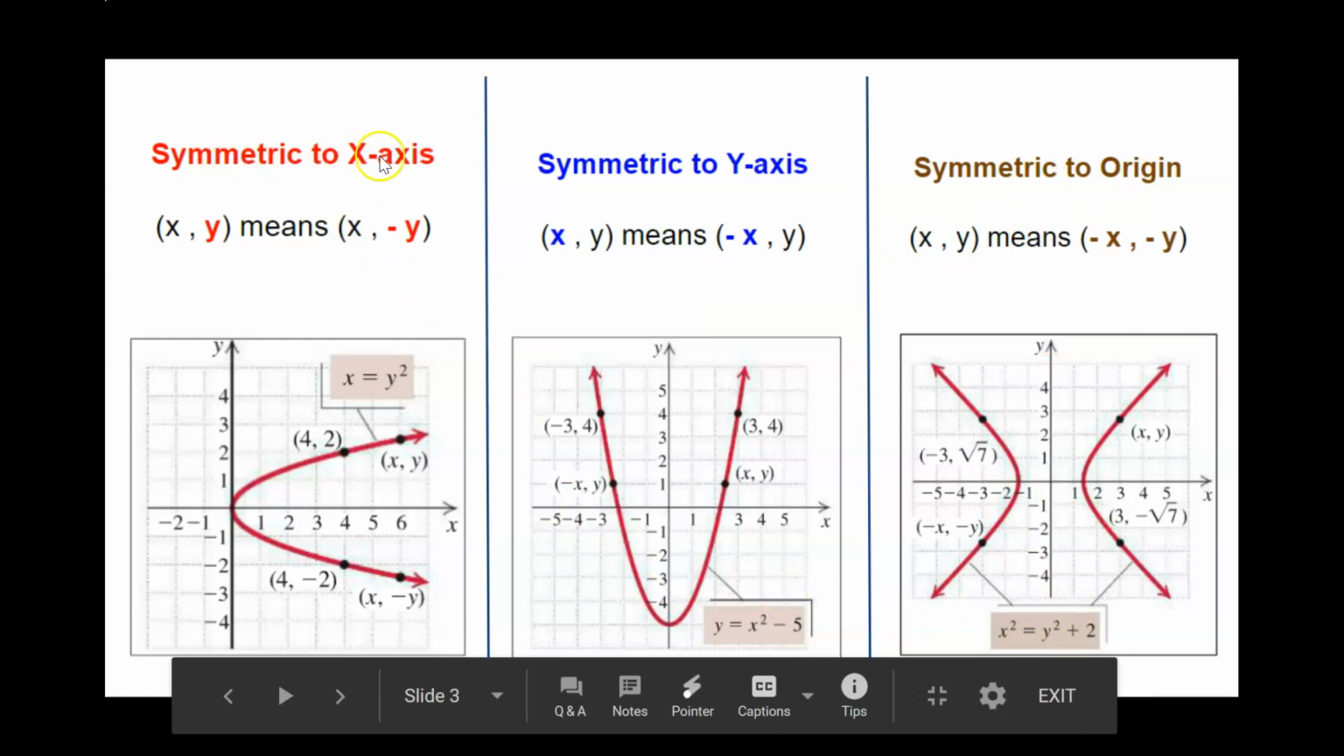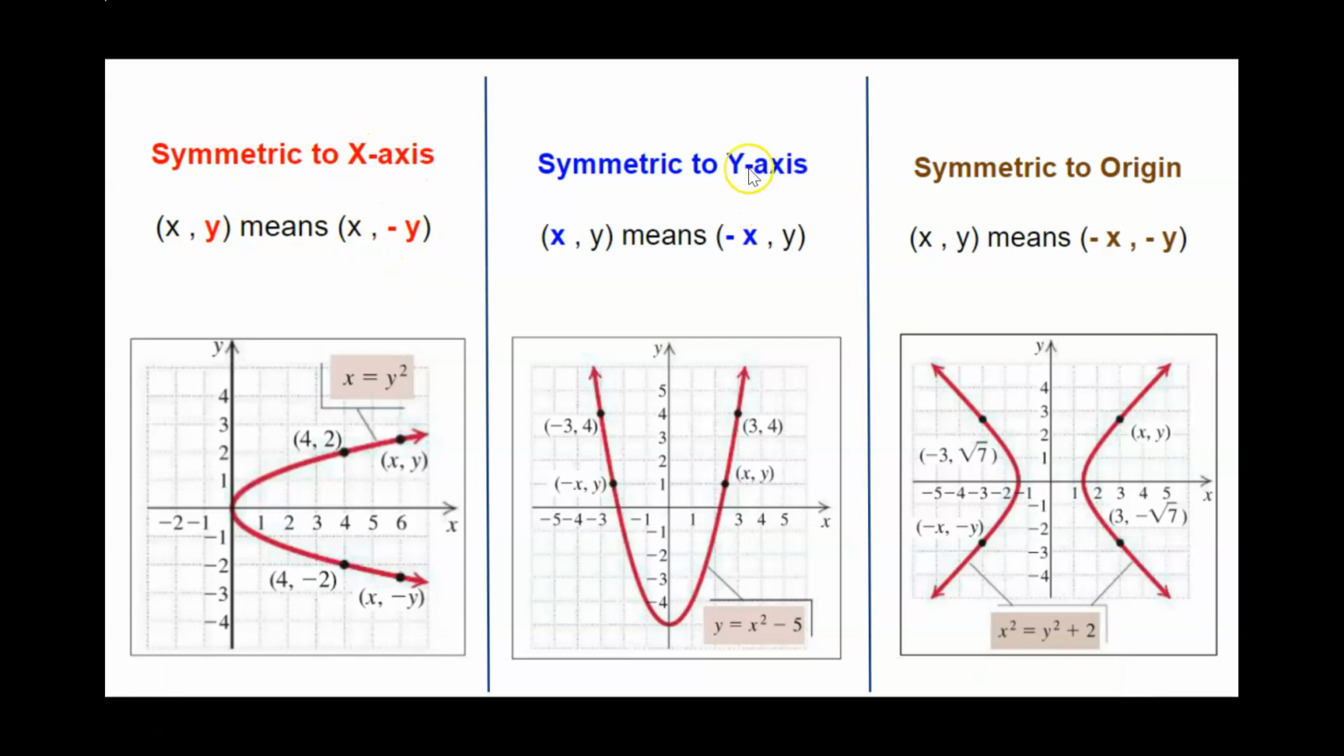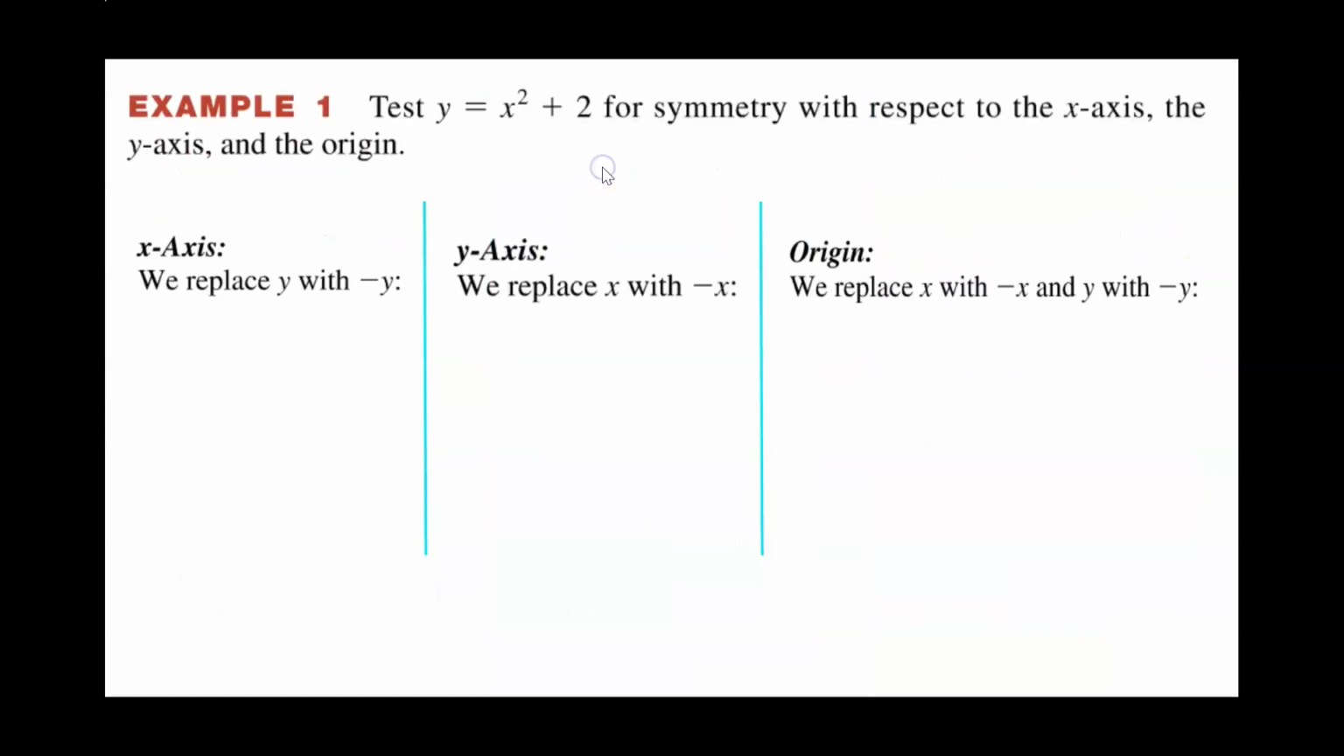So once again, for symmetric to the x-axis, we're going to flip the y's. For symmetric to the y-axis, we're going to flip the x's. And then for symmetric to the origin, we're going to flip both, negative x and negative y. So looking at this equation here, we're going to actually do the math and see whether this function is symmetric to the x-axis, the y-axis, or the origin itself.